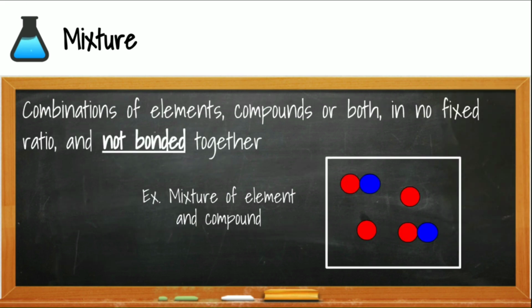Remember, in a mixture, we can have elements, we could have compounds, or a combination thereof that are not bonded together, and so they're not going to be in a fixed proportion. So here we have a mixture that includes a compound of the red and blue particle and an element of just the red particle.